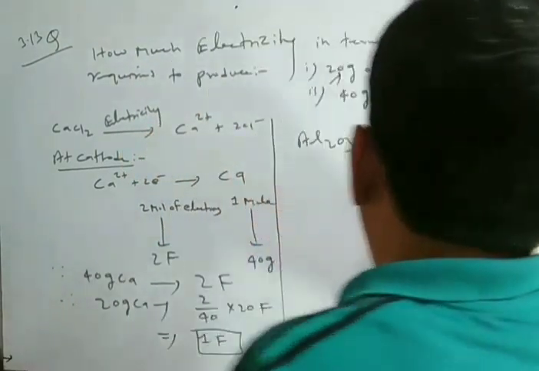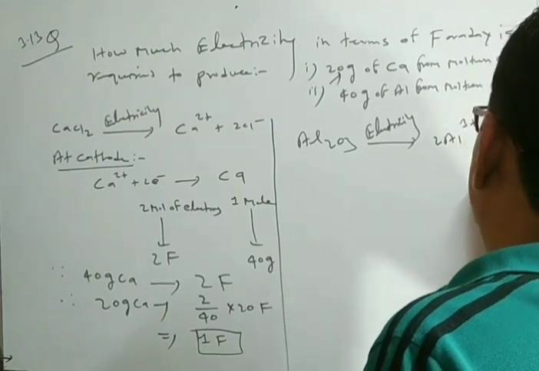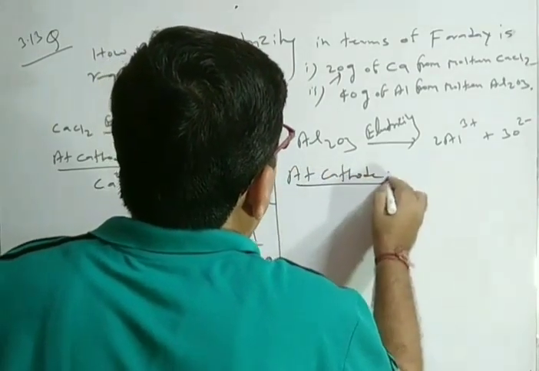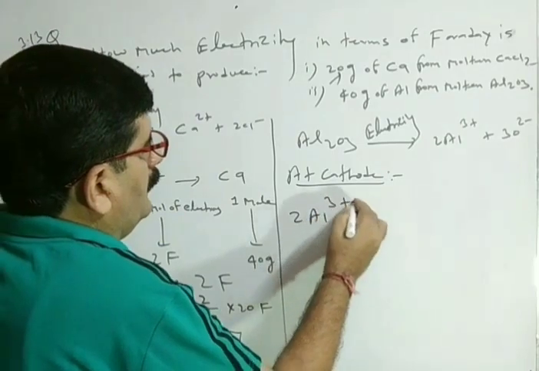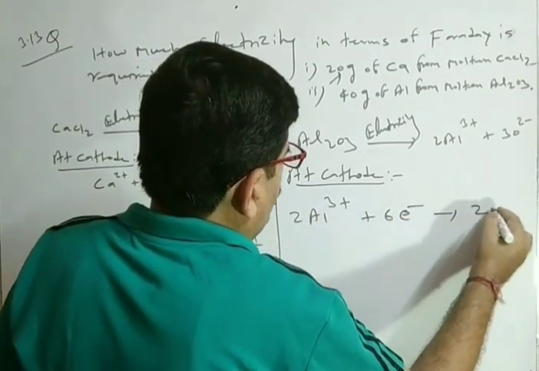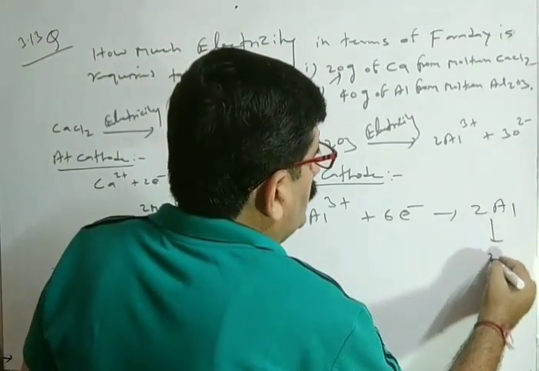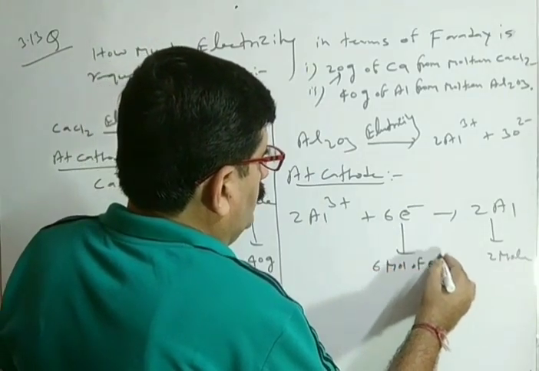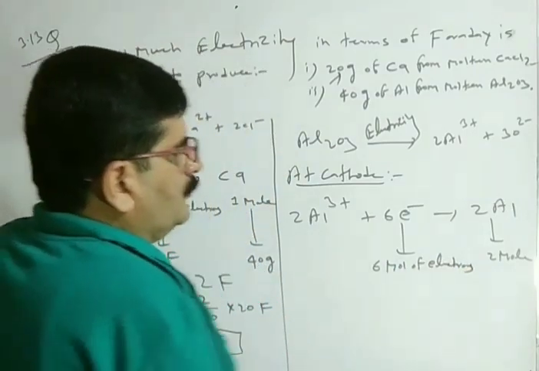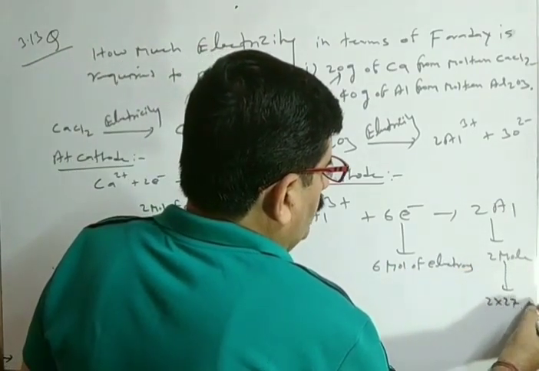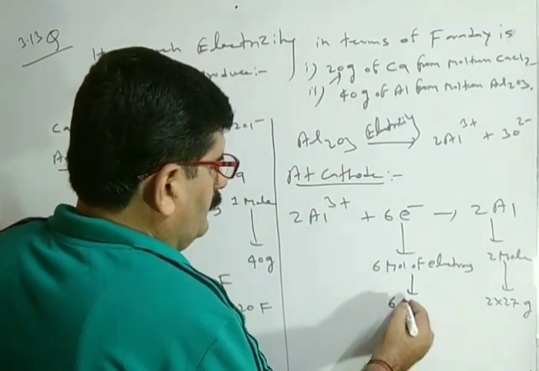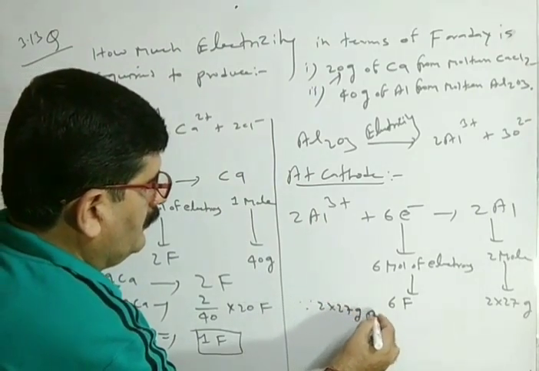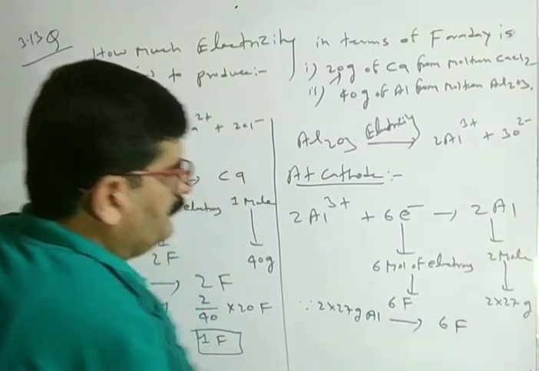Our second question, Al2O3 is given. If electricity is supplied, it is converted into aluminum. At the cathode, reduction occurs for the metal, and it is given what? 2 mole. It is 6 mole of electrons. 2 mole is what? 2 into 27 gram. 6 mole of electrons means what? 6 Faraday. We can write what? 2 into 27 gram aluminum is obtained from 6 Faraday.